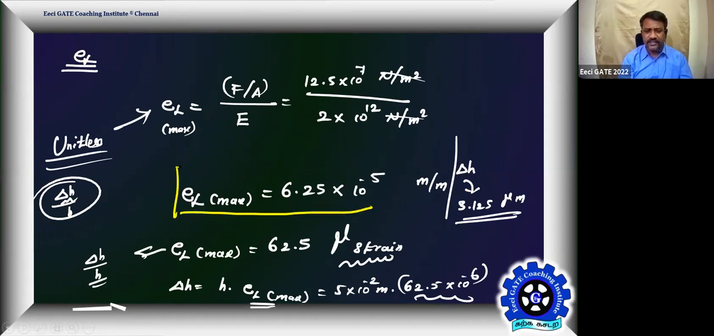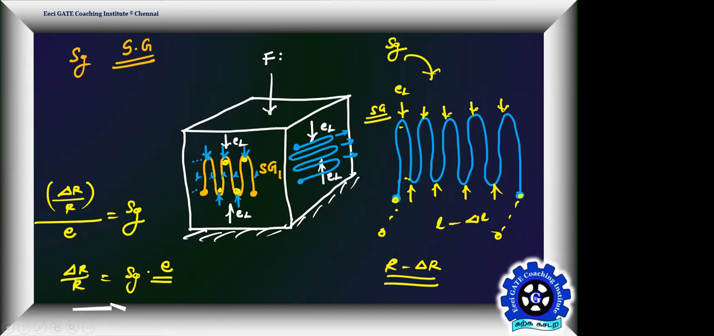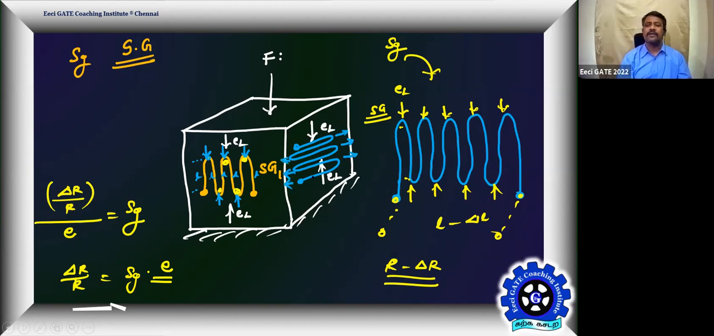Now my gauge is sensing EL only, not ET. I didn't paste the strain gauge on the ET axis. I pasted it on the EL axis. If you want to paste it on the ET axis, I have to paste the strain gauge this way. What is it going to sense? It is on the ET axis. All of you getting my point? Yes or no?